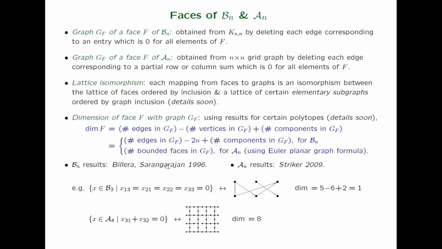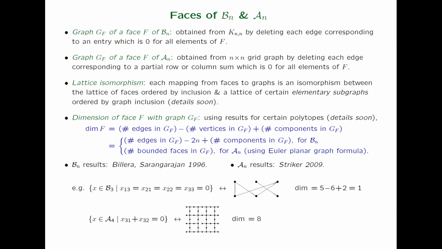The B_n results go back to Brualdi and Gibson in 1977, and Balinski and Rispoli in 1993. The A_n results are due to Striker in 2009. And here's some examples. So in this first example here, I'm looking at a face in which x13, x21, x22, and x33 are all 0.